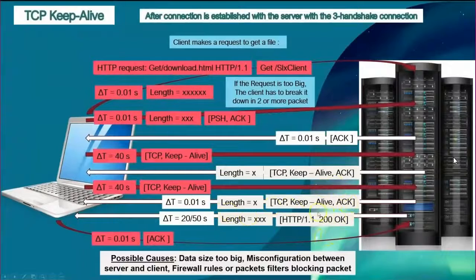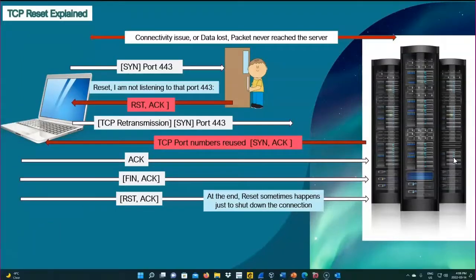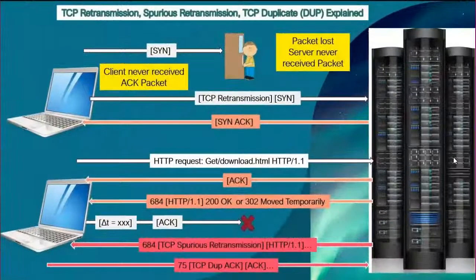After, you're going to learn all the things you can see in a trace file, like TCP keep alive. We can see it when we learn Wireshark. You're going to learn what TCP keep alive means. After, the connection is established with the server with a three-way handshake. After, you're going to learn what the TCP reset means. We're going to explain the TCP reset. TCP retransmission, spurious retransmission, TCP duplicate, we're going to explain all these things.